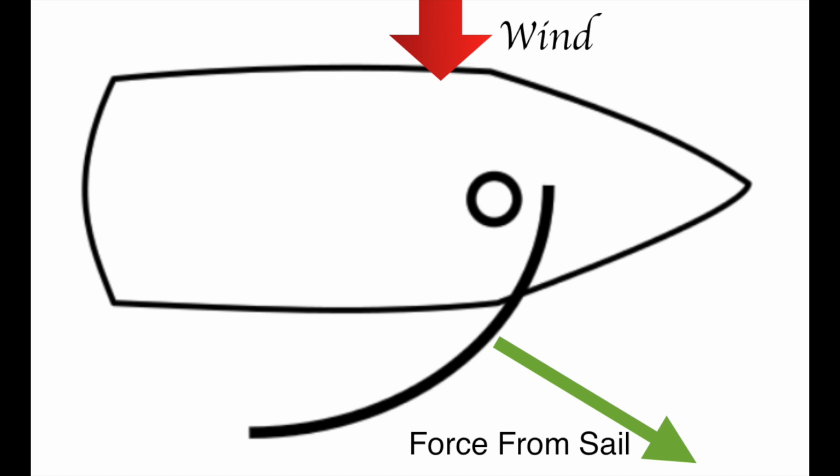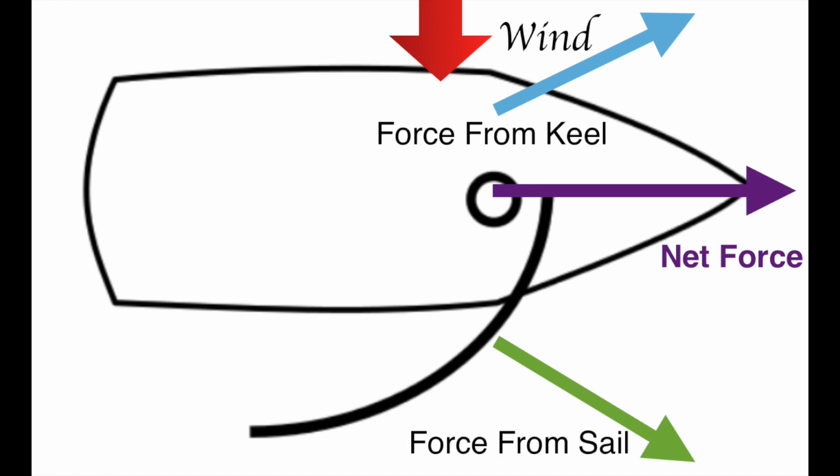So now, if we take our old diagram and we add everything in, we can see that the force from the sail is counteracted by the force from the keel, which creates a giant net force in that perpendicular direction to the wind.